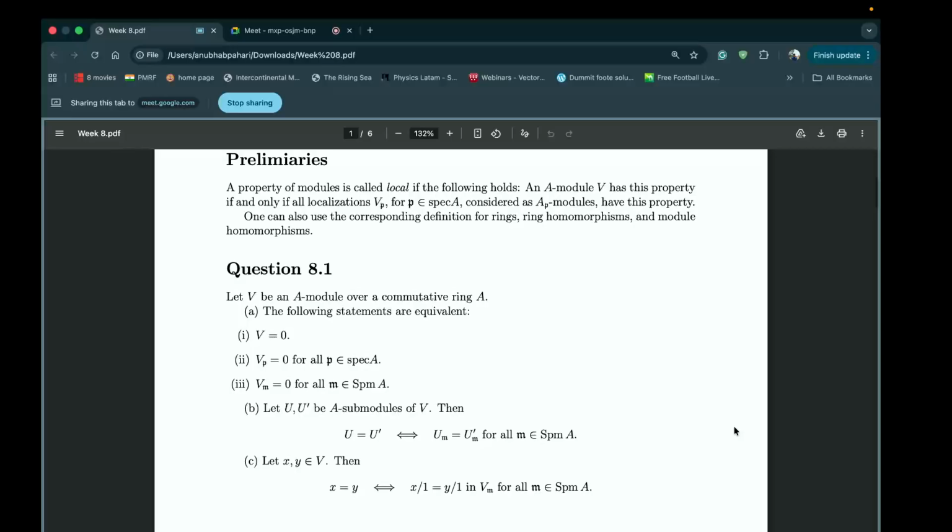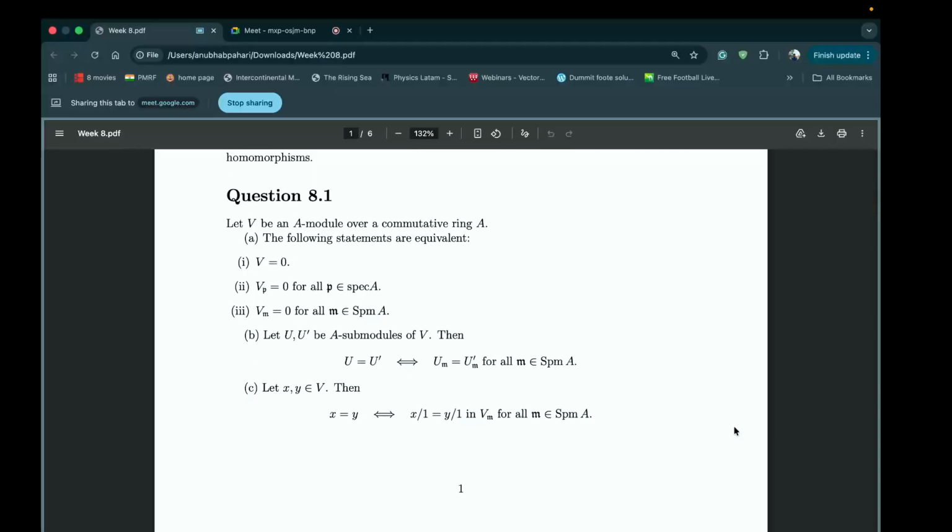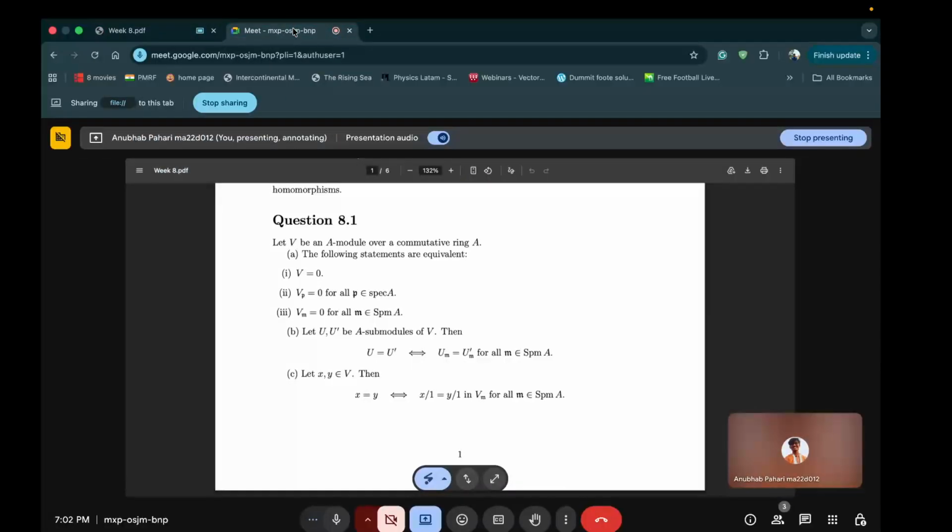So now let us begin with our first question that says, let V be an A module over a commutative ring A, then the following statements are equivalent. That says that V equals 0, and Vp is 0 for all P in spec A, and Vm is 0 for all M belongs to spec max A. So you have to prove that all of those three statements are equivalent.